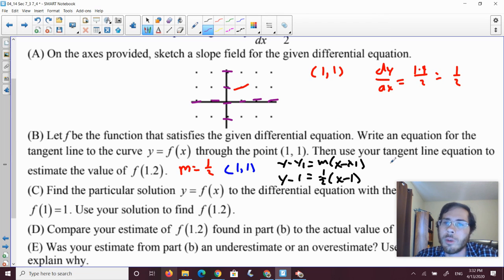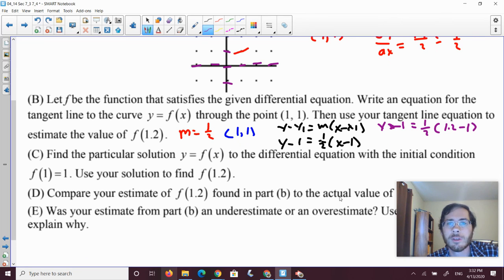So they want you to plug the 1.2 in for x. So y minus 1 equals 1/2 times 1.2 minus 1, and then you'd solve for y. So this is a linearization question. We did that a while ago. I think it was all the way back in Unit 3 we did some linearization. But this is where it'll pop up, where we can see some of the things that we've done before show up again in the new sections.